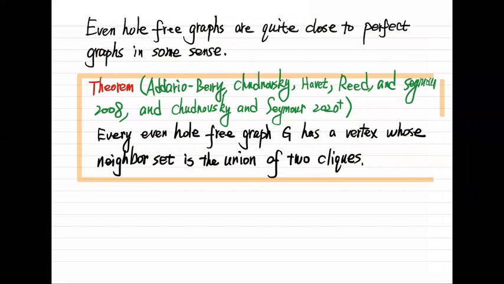Every even hole-free graph G has a vertex whose neighbor set is the union of two cliques. We know that a hole-free graph, a chordal graph, always has a vertex whose neighborhood is a clique. So in this sense, even hole-free graphs are close to perfect graphs. In 2020, Chudnovsky and Seymour presented a new proof for this result.